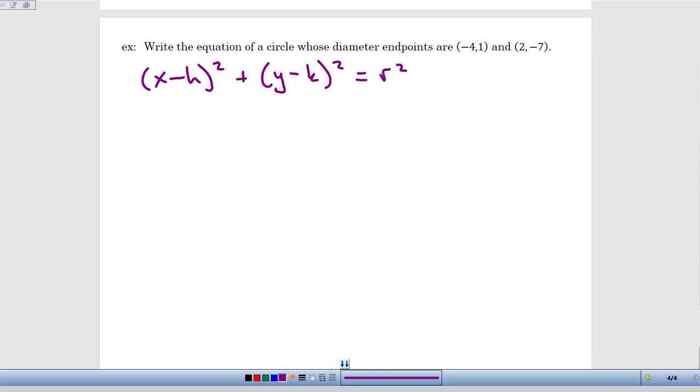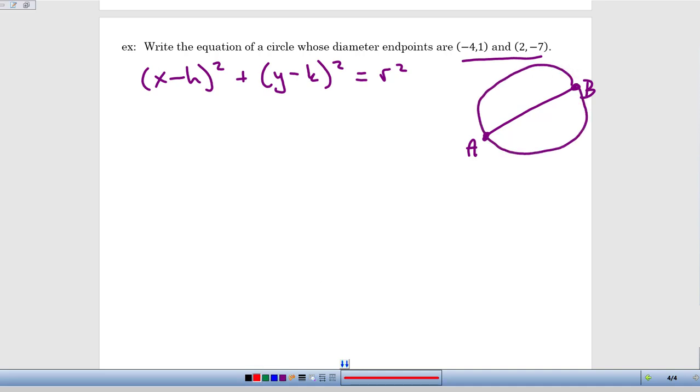So in this case, we have neither. Neither the center nor the radius is given to us directly, but we do know the endpoints of the diameter, and remember the diameter is the line that goes through the center of the circle. They are -4, 1, and 2, -7. So I'm not even going to try to plot those accurately, but if I've got the two endpoints of the diameter, that means that my circle looks something like this.